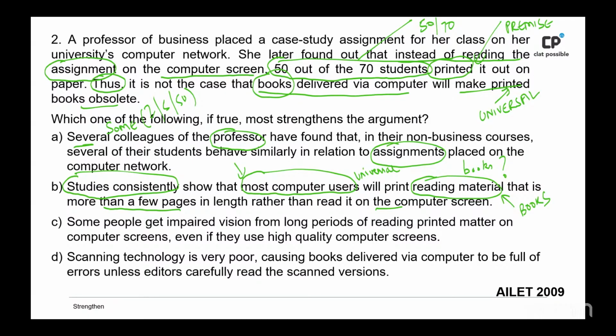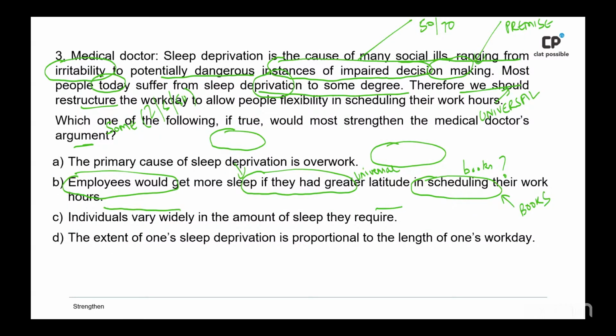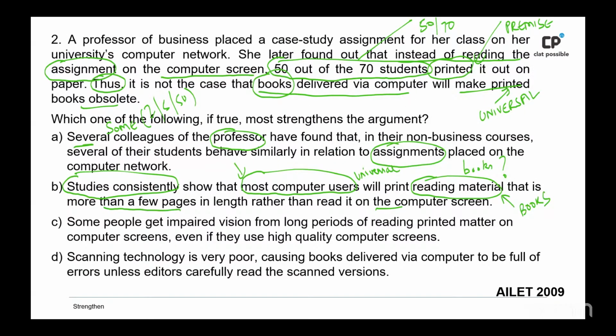So option B is basically telling us that most people who are likely to read a book on the computer will actually print a book, print the pages, and then read it instead of reading it on the computer screen. And most of them would do this. So option B provides much more substantial support for the conclusion than option A, which just talks about assignments and not really books, and just some more colleagues, right? So option B is a far better option than A. We can let go of A.